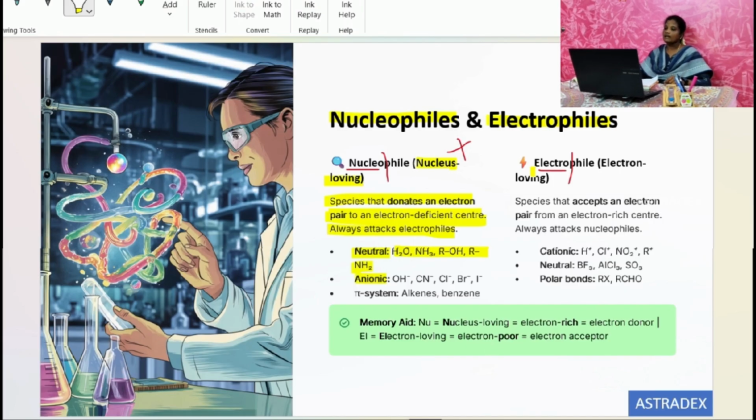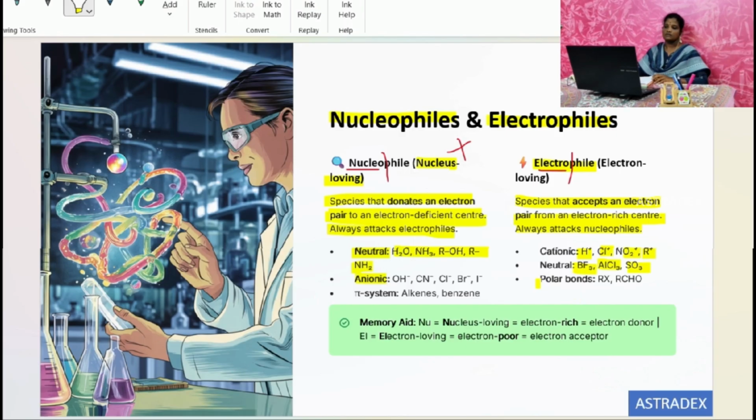And what about the electrophile? A species that accepts an electron pair from an electron-rich center always attacks a nucleophile. It is just the opposite of the nucleophile. A reagent that takes away an electron pair from the reactive site is called an electrophile. Some examples are H+, Cl+, NO2+, R+. Neutral examples are BF3, aluminium chloride AlCl3, and SO3. For polar bonds, RX alkyl halides and aldehydes all come under electrophiles.